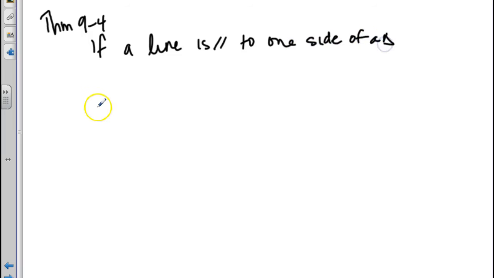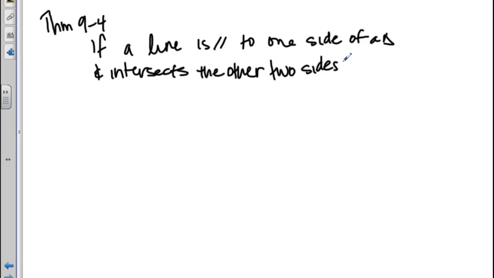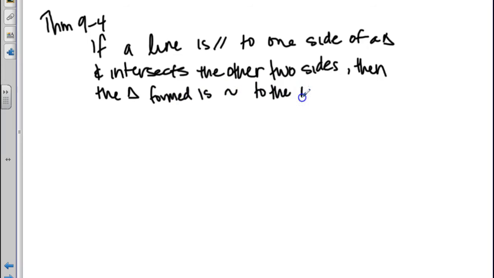Let's start with Theorem 9.4, and it says, if a line is parallel to one side of a triangle and intersects the other two sides, then the triangle formed is similar to the original triangle. So we kind of looked at this yesterday and talked about it.